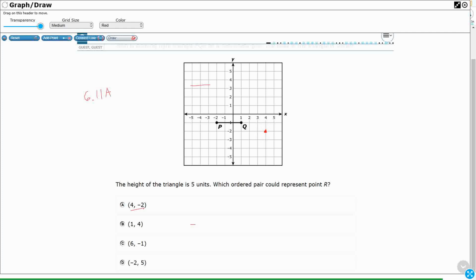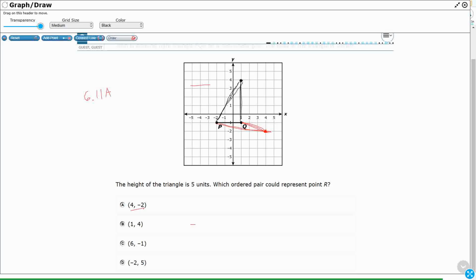Well, if I made this, that would be my triangle, I guess, right there. But that's a weird looking triangle, and that doesn't have a height of 5 units. Okay, so that's not going to work. Let me see, 1, 4. All right, this is at least above Q. So I can make a triangle out of this.